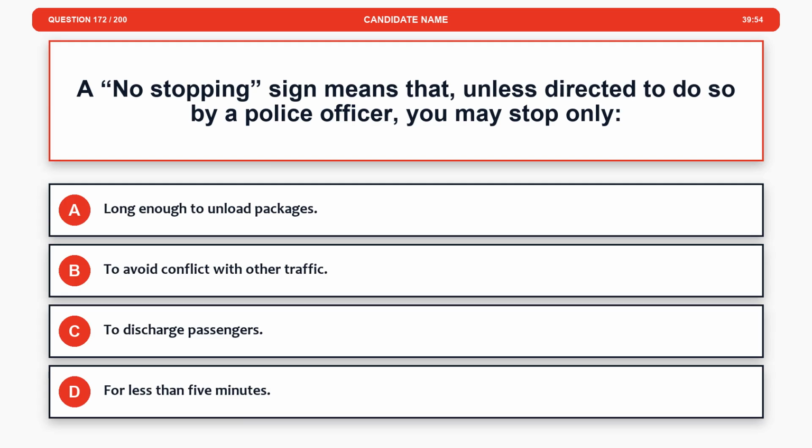Question 172. A no stopping sign means that, unless directed to do so by a police officer, you may stop only. Option A. Long enough to unload packages. Option B. To avoid conflict with other traffic. Option C. To discharge passengers. Option D. For less than 5 minutes.